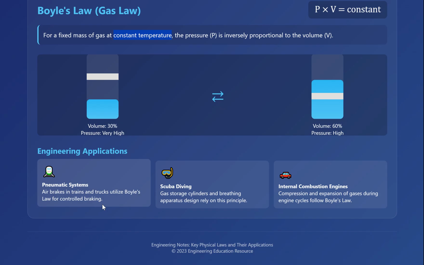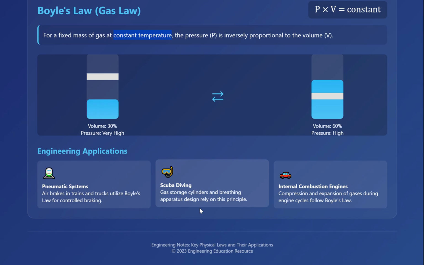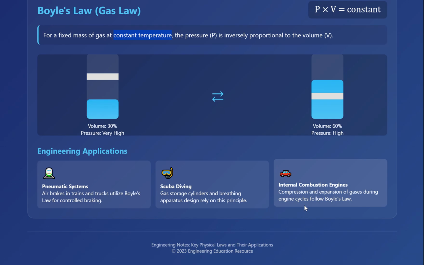So they normally utilize the air brakes, that is Boyle's law, in trains and trucks. Also in scuba diving, gas storage cylinders and breathing apparatus design rely on this principle of Boyle's law. You can also apply it in the internal combustion engine.